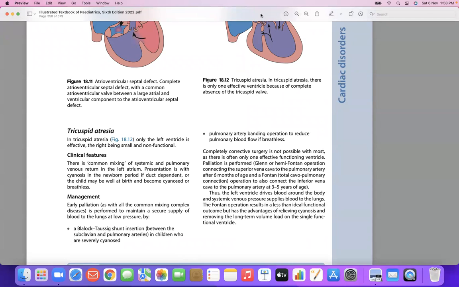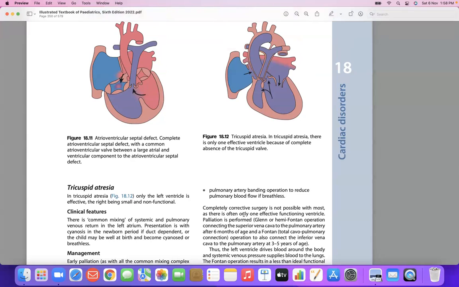So, as I told you, from the left ventricle, blood will go to the whole body, and from the superior vena cava and inferior vena cava, it will go to the pulmonary artery. The Fontan operation results in less than ideal functioning outcome, but has advantages of relieving cyanosis and removing long-term volume load on the single functional ventricle.